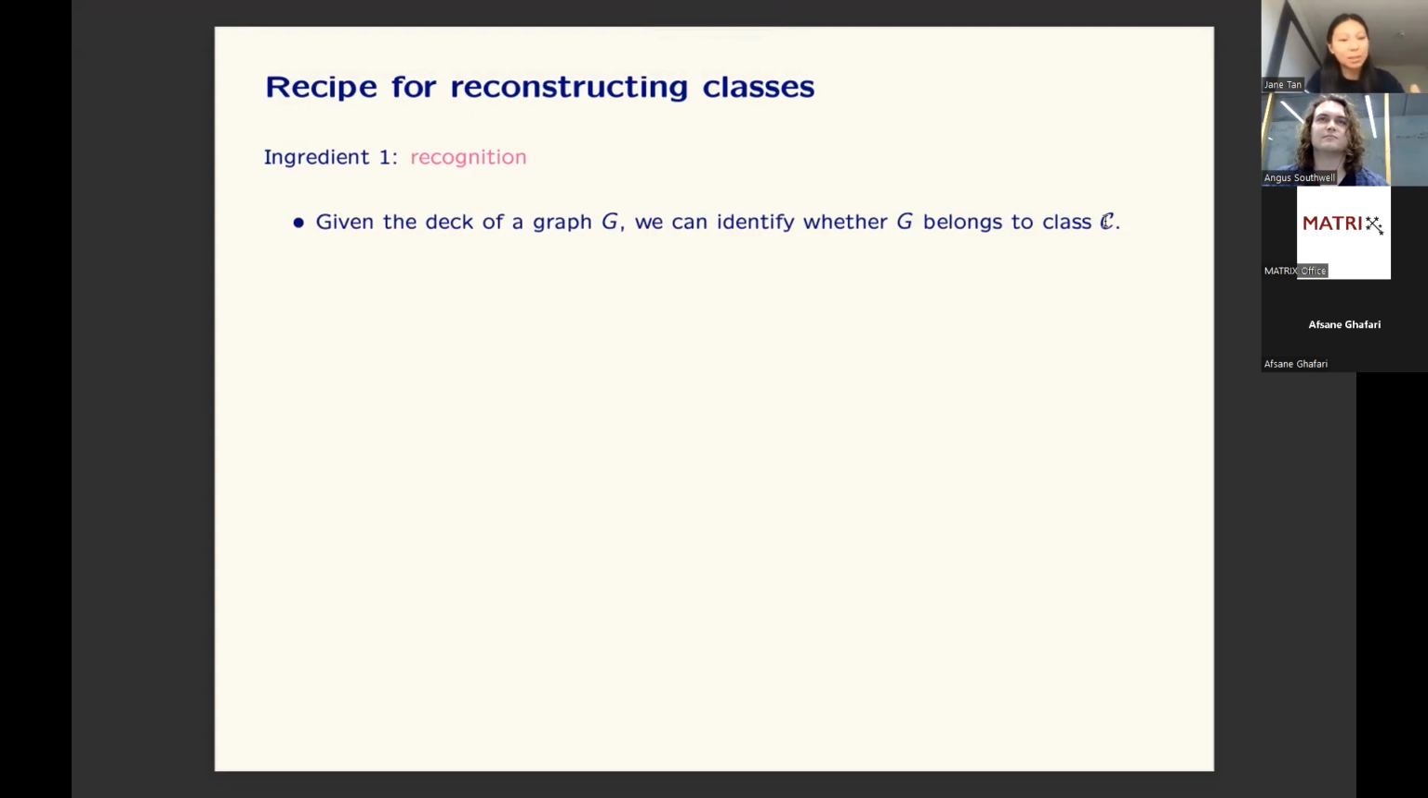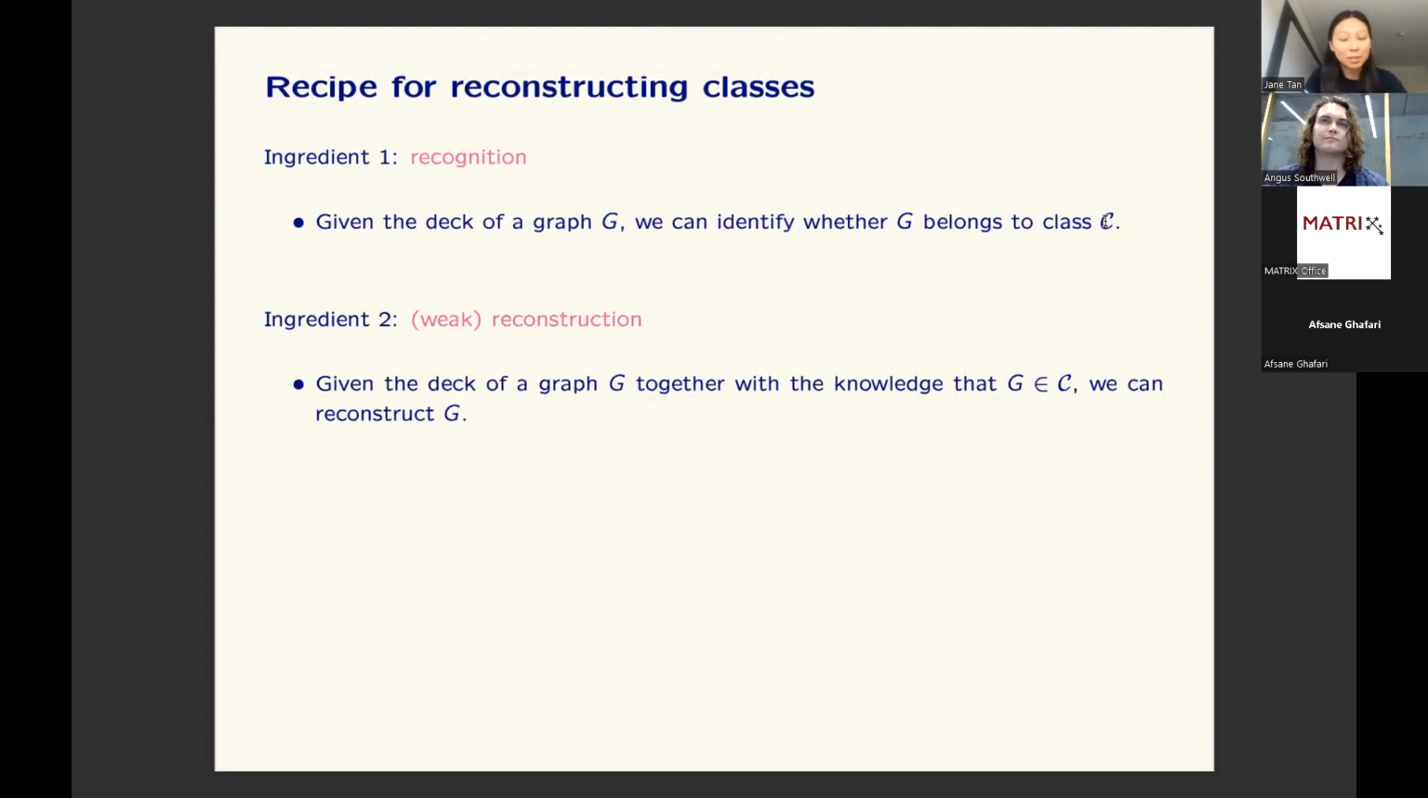And that's what we did just then, because we had an edge count, and the edge count allows us to determine the degree sequence, and that tells us whether or not the graph is regular. So that's our recognition result. The second part is the actual reconstruction result, but I'm kind of separating these out. So the way I'm thinking of something like this is, given the deck of a graph G, together with the knowledge that G is actually in my class C, we can reconstruct G. So in our previous example, I was kind of thinking of this as, given this deck, together with the knowledge that our graph was regular, we were able to reconstruct our graph. An equivalent formulation is that no 2 graphs in a class have the same deck. That's essentially what weak reconstruction is.